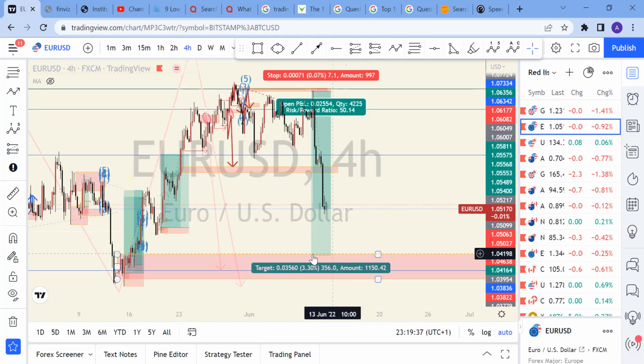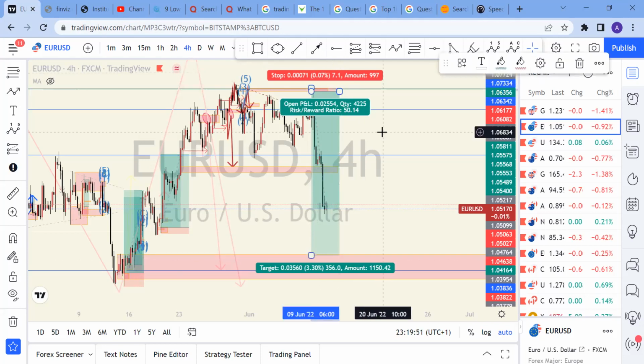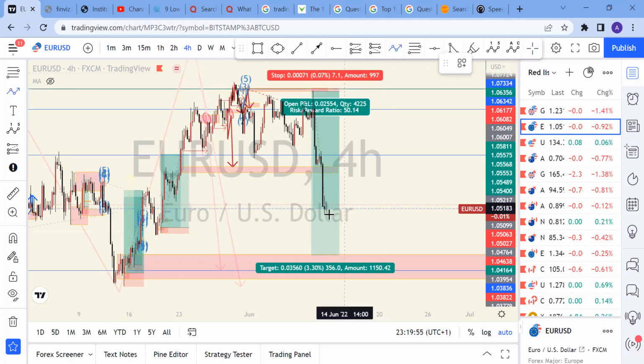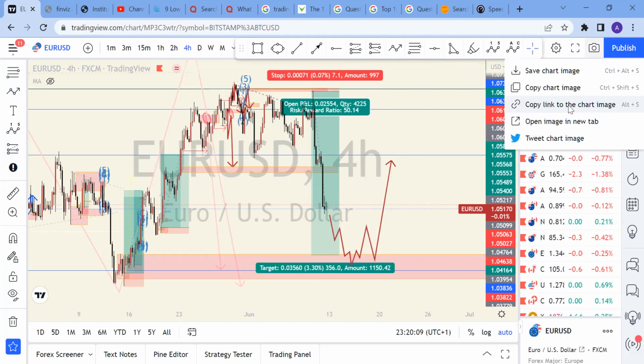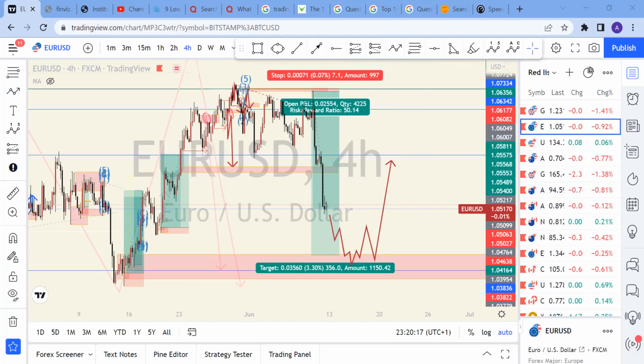And my expectation is that it should still come maybe to this level, which would be a very convenient point where we can begin to talk about the possibilities of EURUSD regaining some bullish ground. So my expectation would be that price does something like this. That would be my expectation for this week. So let's see how that plays out during the week.